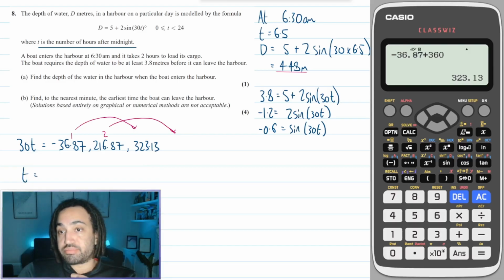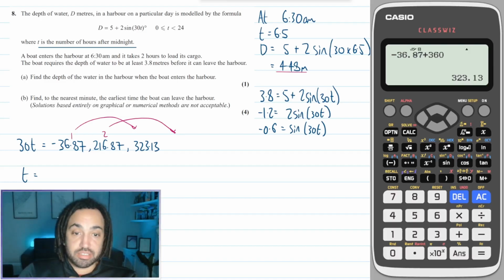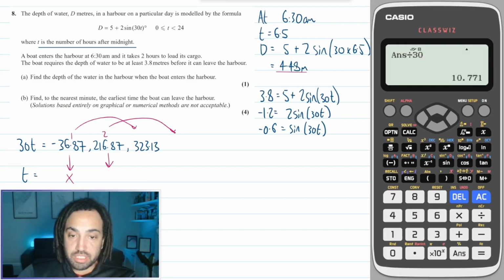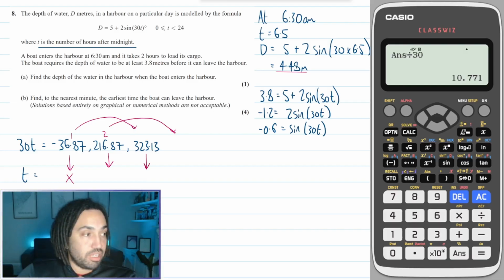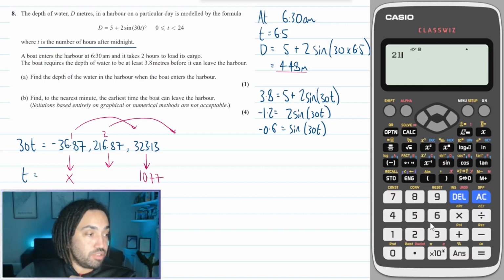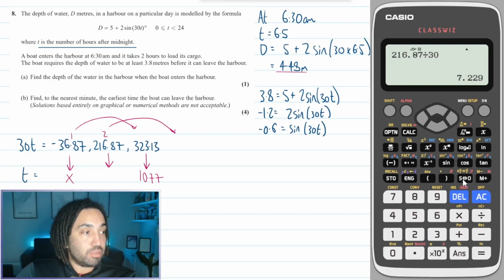And look, there's not much point in me doing the first one, is there? It's negative. I'm not going to get a good time out of that one. That's no good. Divide this one by 30. That could work. While I'm here, I'm just going to divide that one by 30. That gives me 10.77. But let's go with this one, 216.87. Divide that by 30, and we get 7.22.